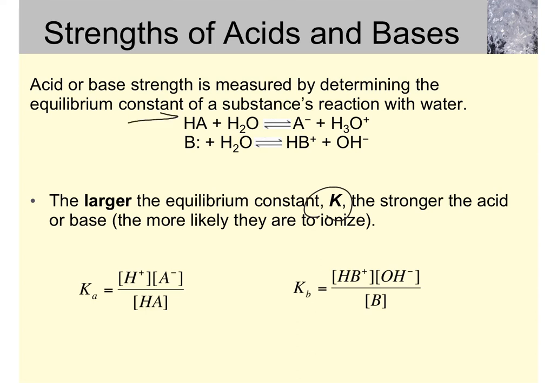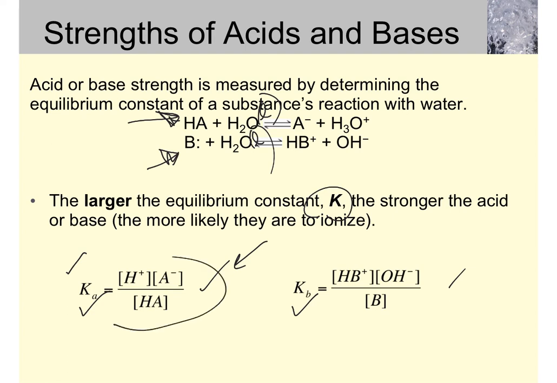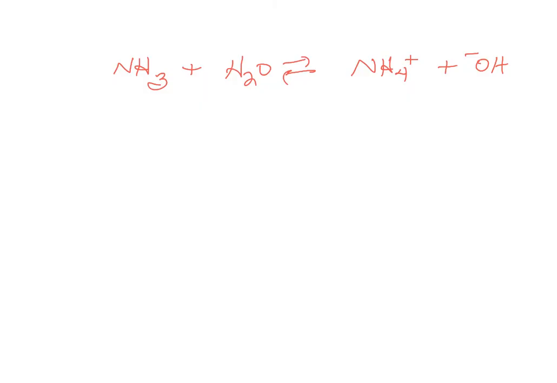So here's the generic equation for an acid, and here's the generic equation for a base in water. And so the equilibrium constants for an acid or a base, called Ka and Kb, are shown right here. Notice that water is left out of both equilibrium constant expressions because water is a liquid. Liquids and solids are left out of the equilibrium expressions. So what is the relationship between Ka and Kb? Well, let me show you firsthand the relationship between Ka and Kb.